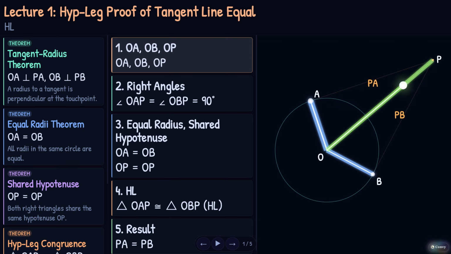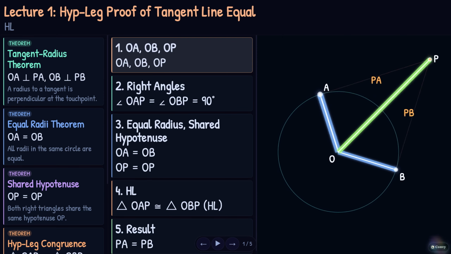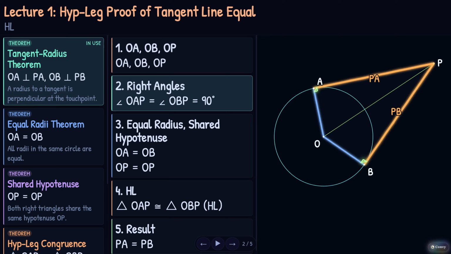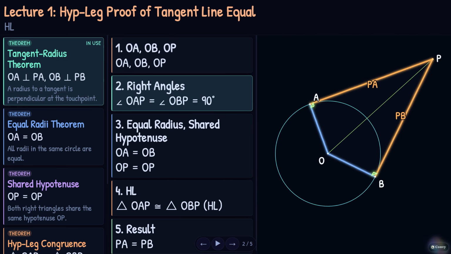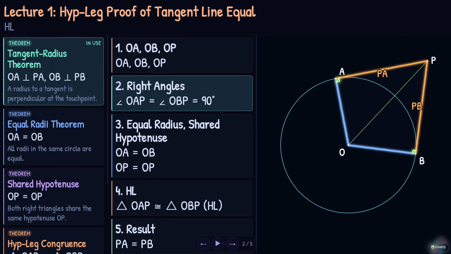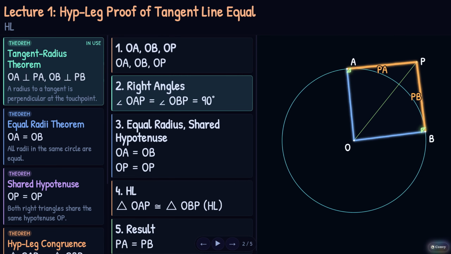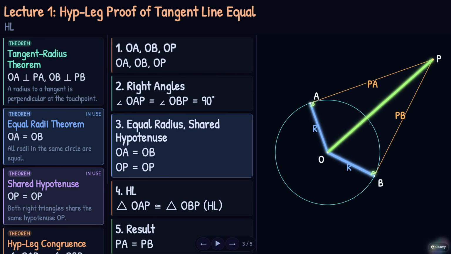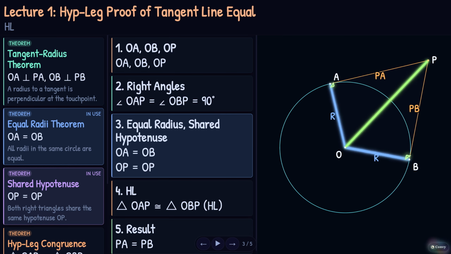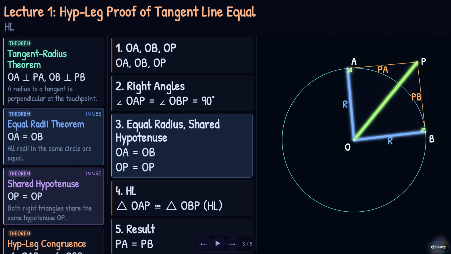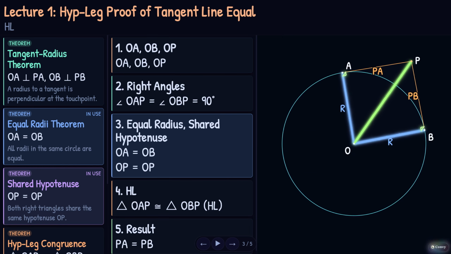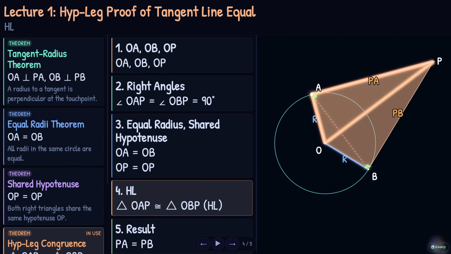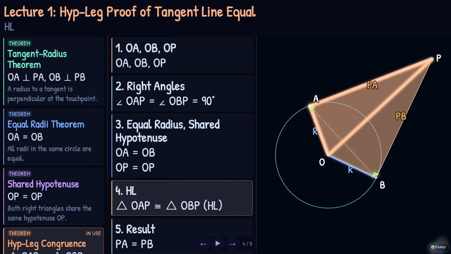We draw the two radii, OA and OB, and we also connect the center O to the external point P. Now look at triangles OAP and OBP. First, they are both right triangles because a radius to a tangent point is perpendicular to the tangent. Second, OA equals OB because they are both radii of the same circle. Third, OP is a common side. In fact, in these two right triangles, it is the hypotenuse for both of them. So now we have a right triangle congruence setup, equal hypotenuse and one equal leg. That is exactly the hypotenuse leg criterion, often called HL.